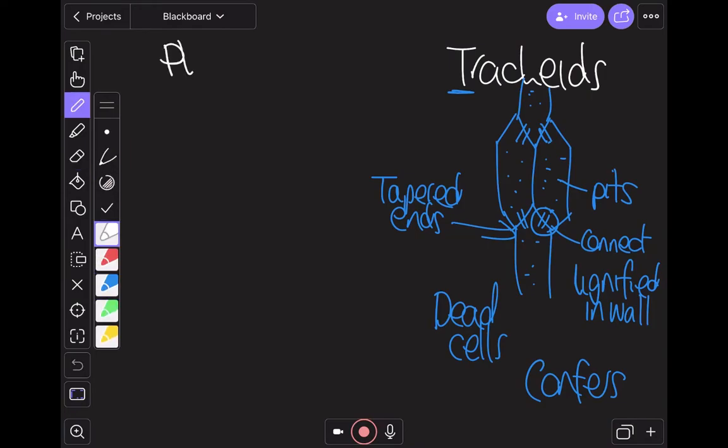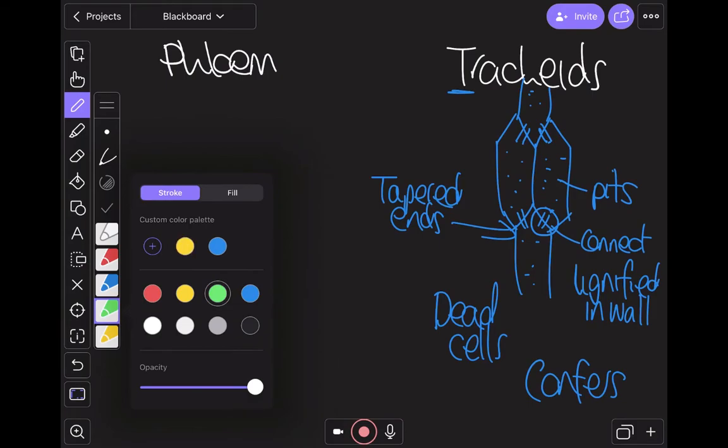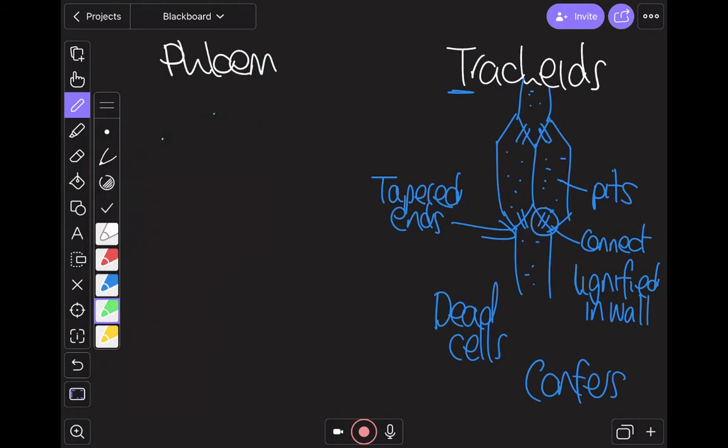And this is phloem. So phloem is responsible for transport of food. I'm going to make this green because we can. So, okay, when we draw phloem, we draw something that looks like this.